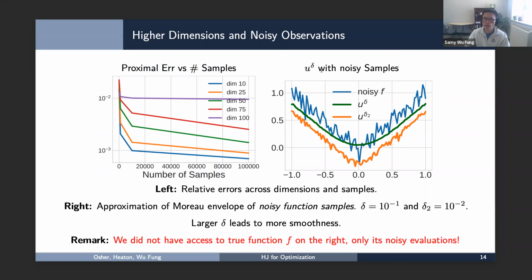And in fact, one thing that's quite nice about this formula is that we don't need access to the actual function f, as Stan said. We only need access to function evaluations.